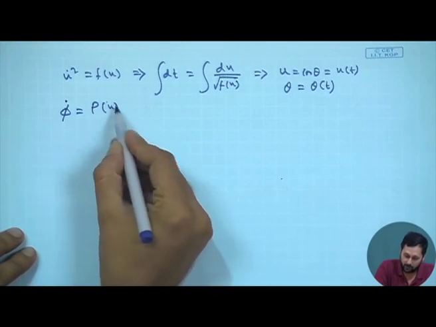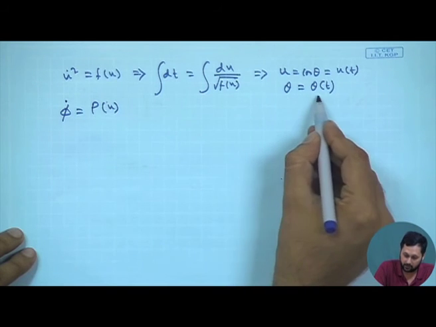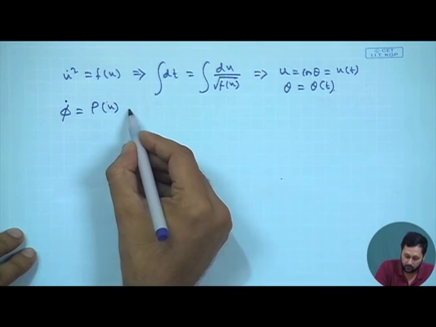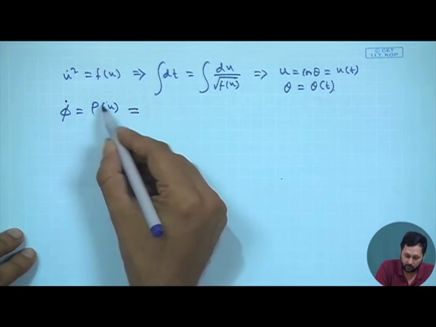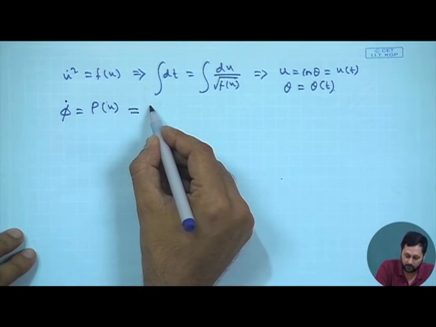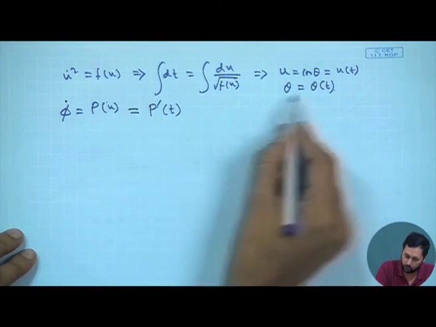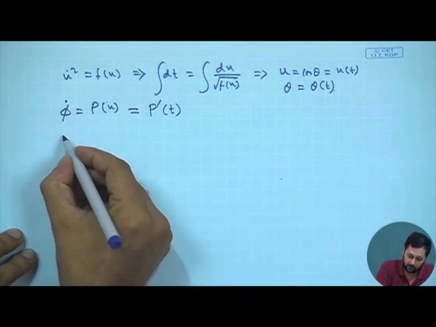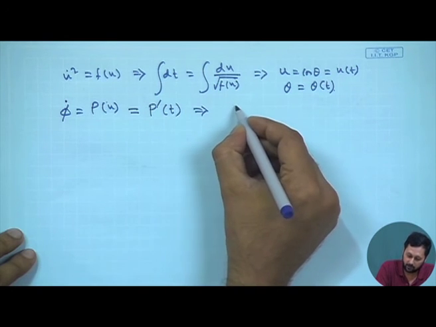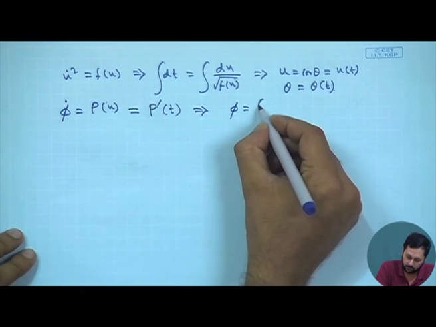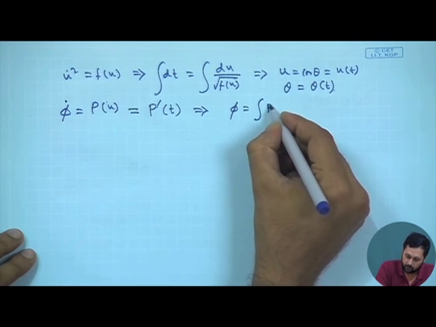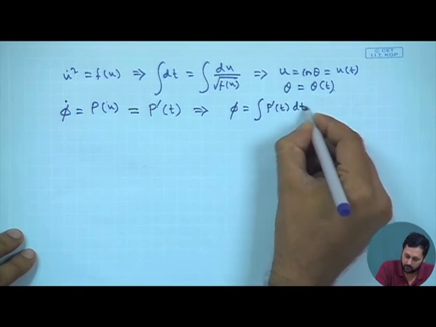And now, once you get u equal to u in theta in terms of t, you can substitute and define a new function, p prime of t, by substituting the u here. So essentially this can be integrated to give phi, which will be the integration of p star t dt.